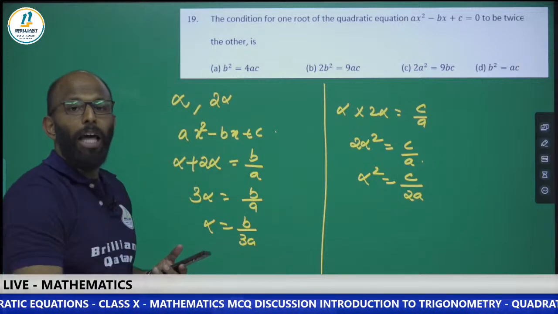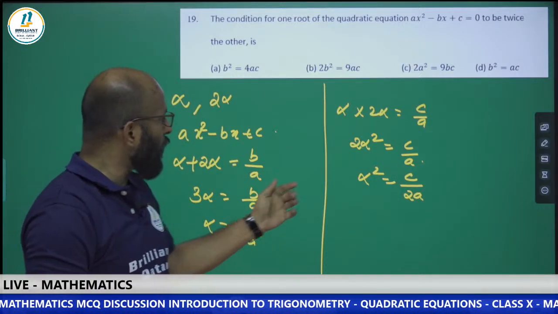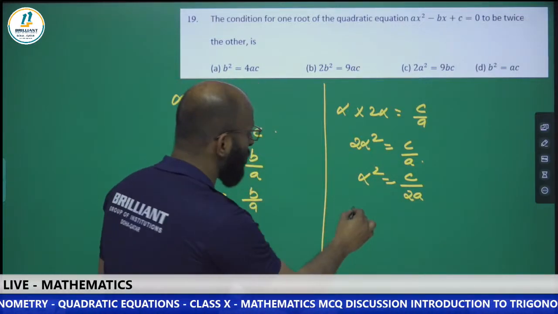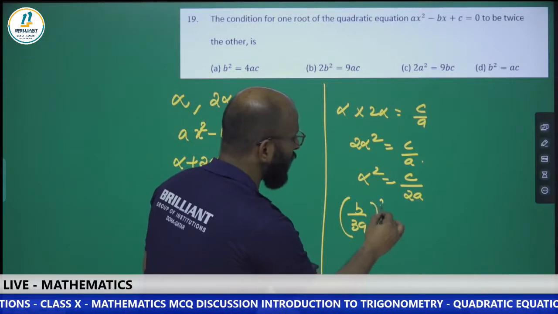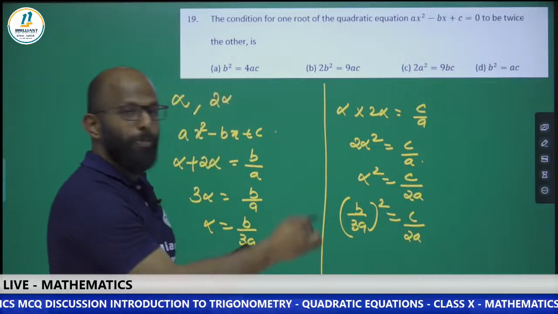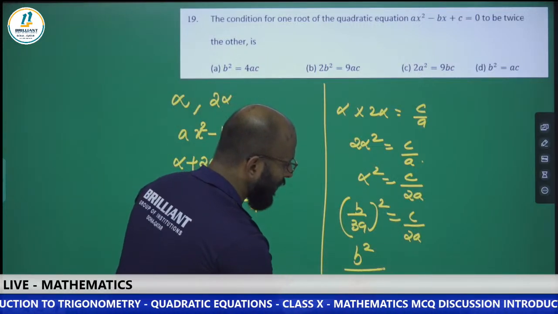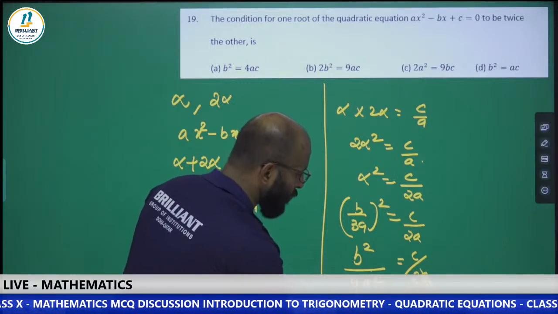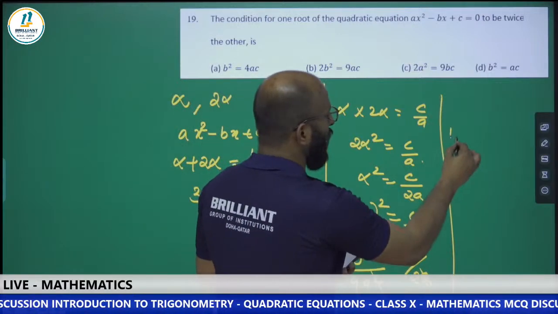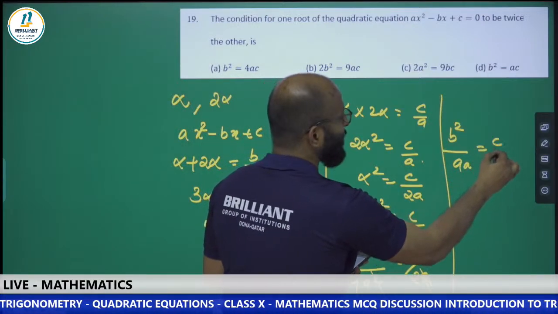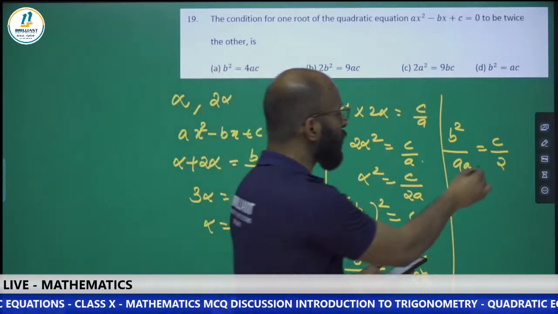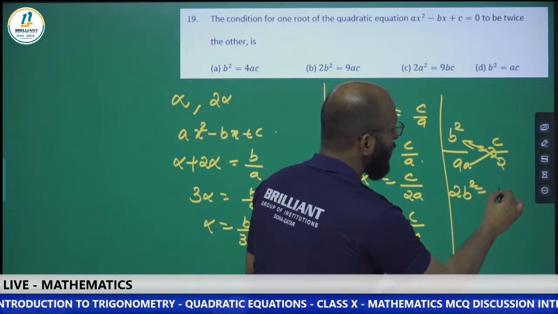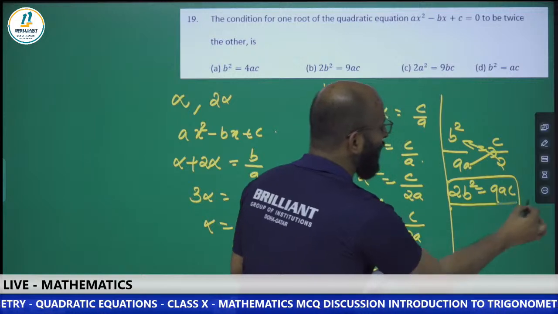In the first expression we got the alpha value, and in the second expression we got the alpha square value. We can substitute the alpha value in the second expression. So alpha is b by 3a, whole square, is equal to c by 2a. What is b by 3a the whole square? It becomes b square by 9a square equal to c by 2a. The a with the square we can cancel. We get b square by 9a is equal to c by 2. When you cross multiply, 2b square is equal to 9ac. 2b square is equal to 9ac is the expression.